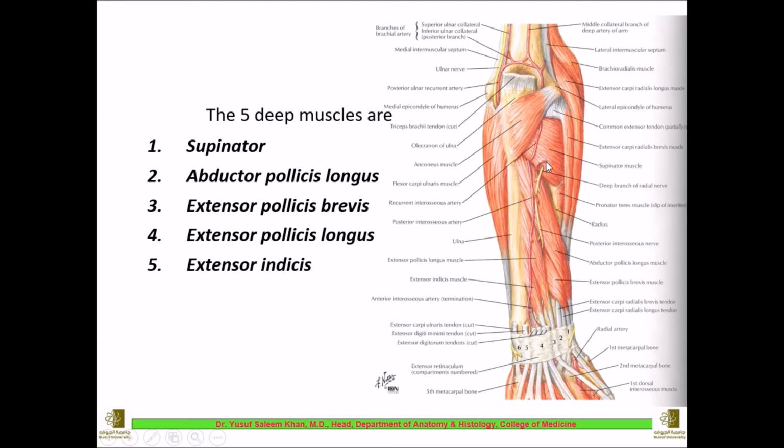One is the supinator. Then we have the abductor pollicis longus. Then we have the extensor pollicis brevis. Then we have the extensor pollicis longus. Then the last muscle is the extensor indicis. These are the 5 deep muscles. Then we have seen the 7 superficial muscles. 7 superficial and 5 deep. Okay, totally 12 muscles of the back of forearm.